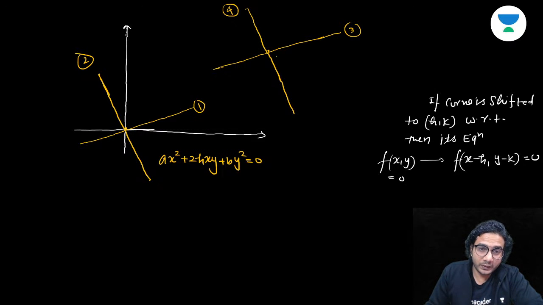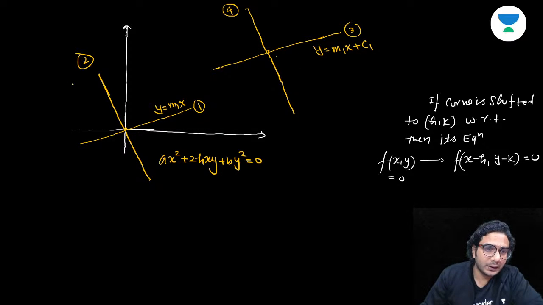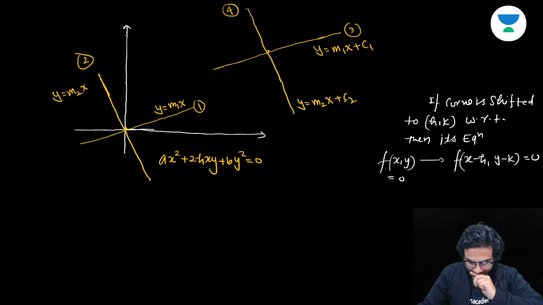So first thing you need to understand is that slopes of lines will remain same. If this line was y is equal to m1x, then this line will be y is equal to m1x plus c1. The only difference is of constant. If this line is y is equal to m2x, then this will be y is equal to m2x plus c2. Are you understanding this?